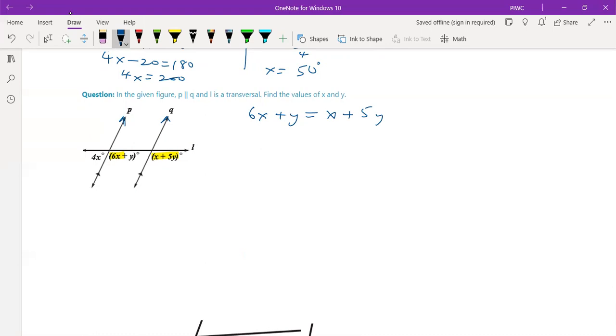Now let's solve for x, get x by itself. I'll move all the x to one side. So I have 6x minus x equal to 5y minus y. So I have 5x is equal to 4y. So x should be equal to 4 over 5 y. Let's keep this like this for now.